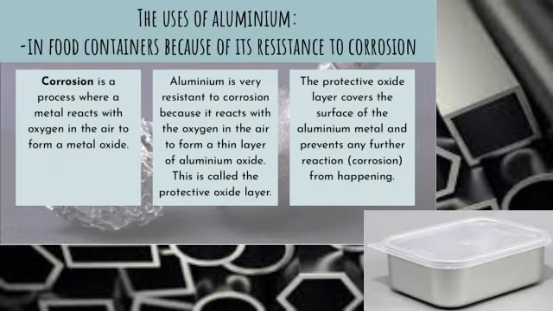The uses of aluminium in food containers, because of its resistance to corrosion. Corrosion is a process where a metal reacts with oxygen in the air to form a metal oxide. Aluminium is very resistant to corrosion because it reacts with the oxygen in the air to form a thin layer of aluminium oxide. This is called the protective oxide layer. The protective oxide layer covers the surface of the aluminium metal and prevents any further reaction, corrosion, from happening.